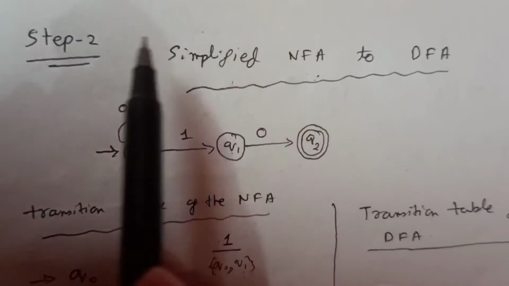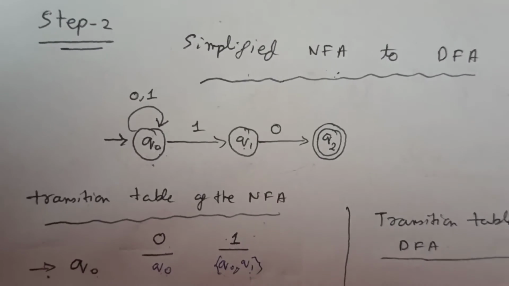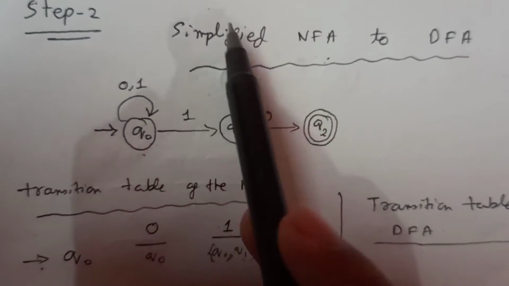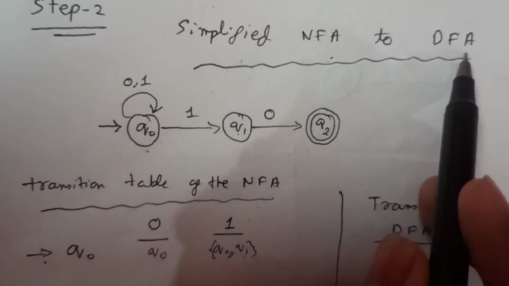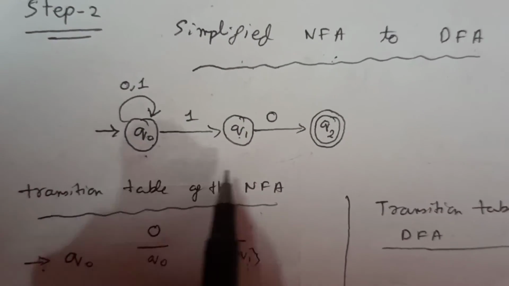So now what was our aim? Our aim was to convert the NFA to DFA. So we need one more step to convert it to a DFA. So let's check it for this example.